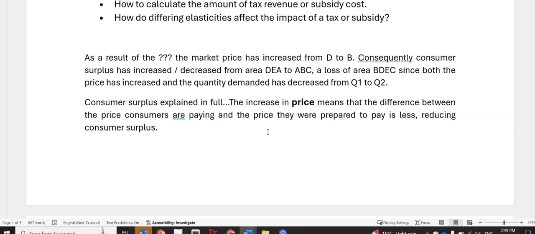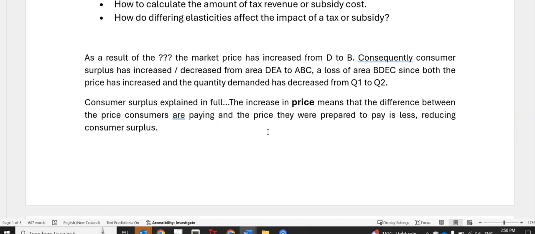Tip 1 or tip 5, one of those: you must use the areas on the graph. There's no point saying consumer surplus has decreased because prices increased and quantity demanded has decreased. You've got to use whatever has been shown on the graph. If you're given calculations, use the numbers in your explanation. If you're given letters, use the letters. If you're given, I don't know, shaded areas, use the shaded areas. They are looking for you to be specific about connecting your explanation to the graph, not just general.